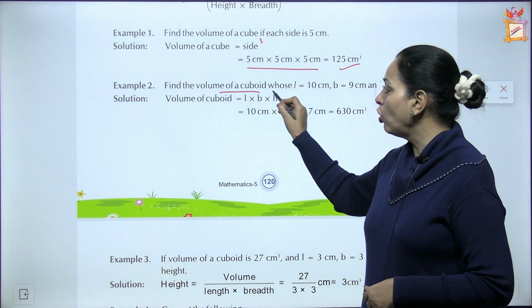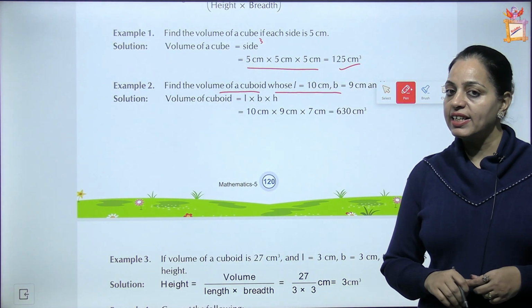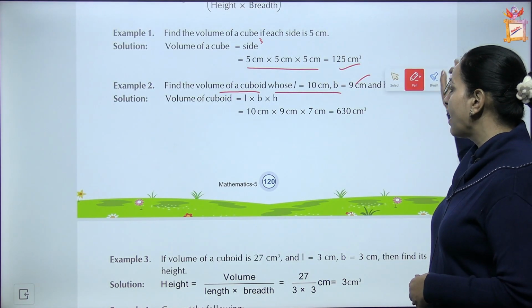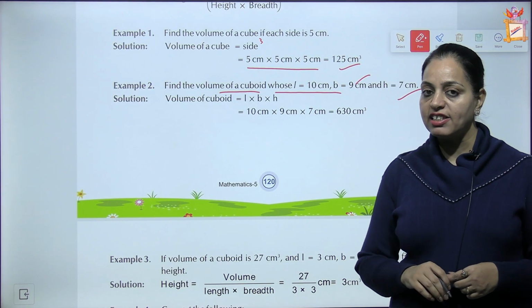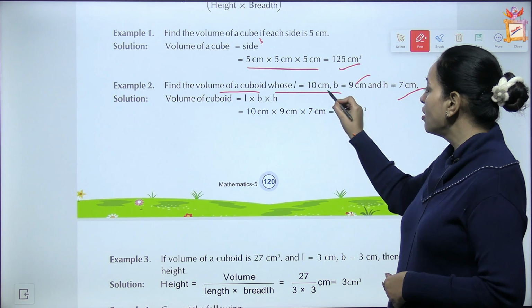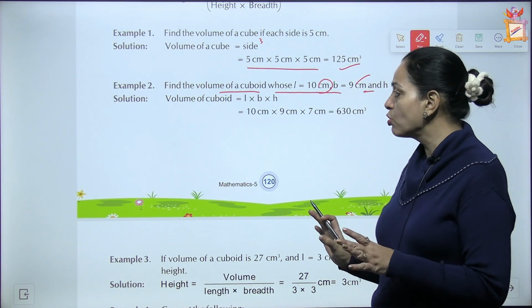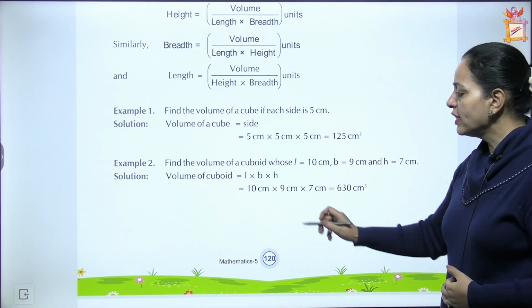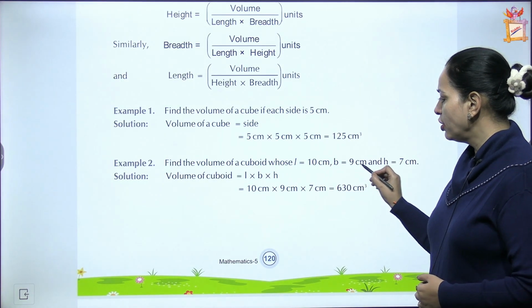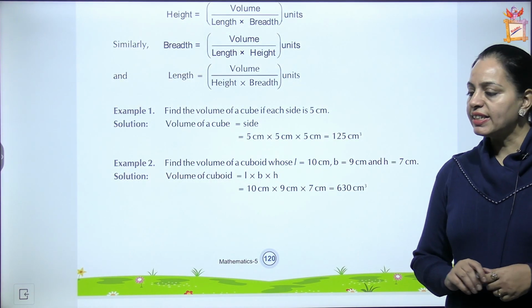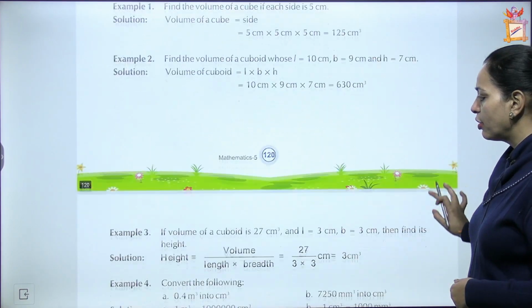Example 2, find the volume of a cuboid whose length is 10 centimeter, breadth is 9 and height is 7 centimeter. See, all the dimensions, all the units are the same. Centimeter, centimeter, no need to convert. So volume of cuboid is L into B into H, 10 into 9 into 7, 630 centimeter cube.